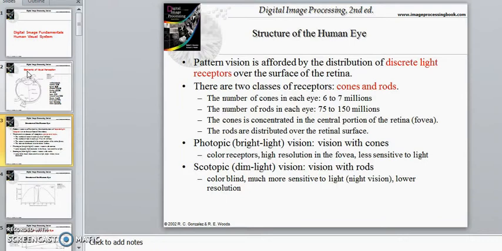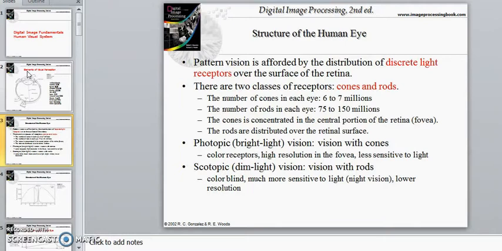Under dark circumstances, practically only the rods are active. Since rods cannot discriminate colors, we perceive only shades of grey. We call this scotopic or night vision. Under daylight circumstances, the cones are most active and we experience photopic or day vision. In dimly lighted circumstances, there is an intermediate stage where both rods and cones are active, called mesopic vision.